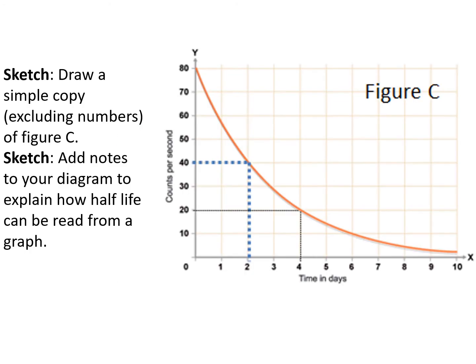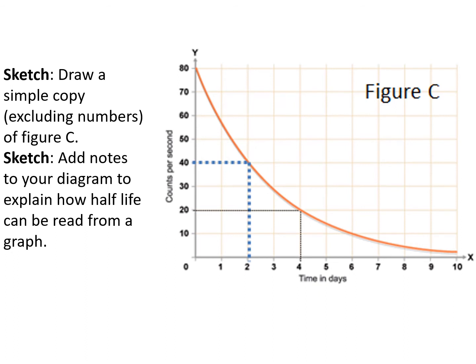So I want you to sketch a quick copy of this. When I say sketch, what I mean is it doesn't need to be perfect, but you will need a ruler and a pencil to do so. You'll notice that at the start it was 80. Okay, so there were 80 counts per second, and I've added in a line at 40 counts per second, because that's half of 80.